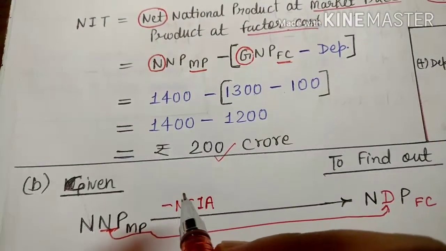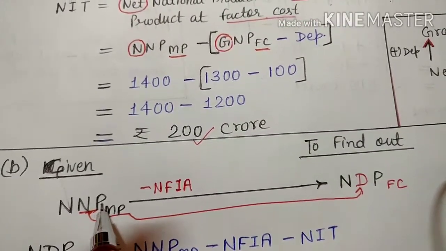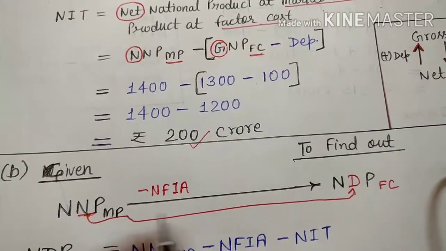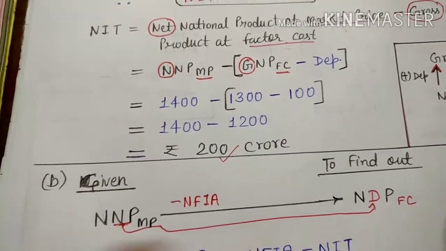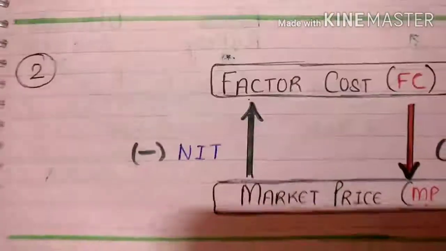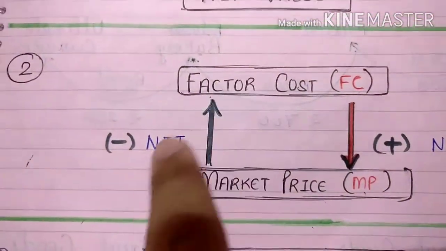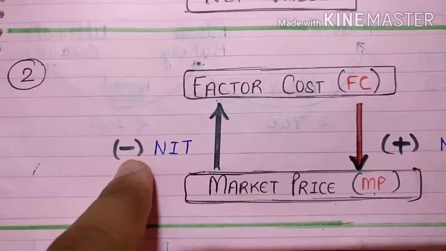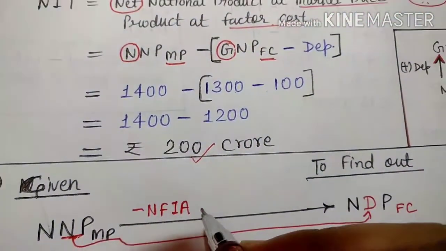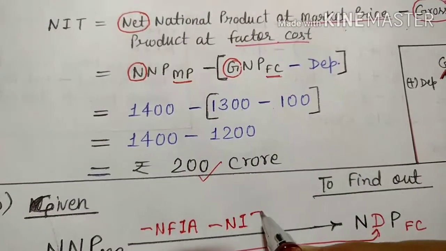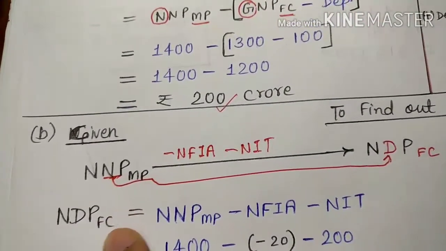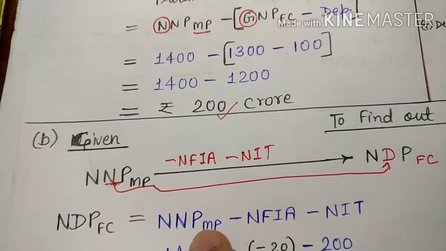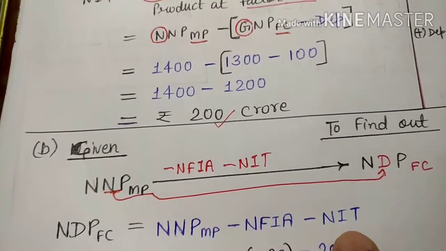Okay. Then we need to convert MP to FC, that is, market price to factor cost. So again, what do we have to do? We have to subtract NIT also. So minus NIT. So we got our formula: NDP at FC is NNP at MP, from which we subtract NFIA and then subtract NIT.